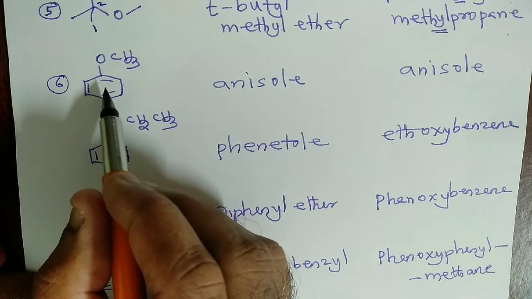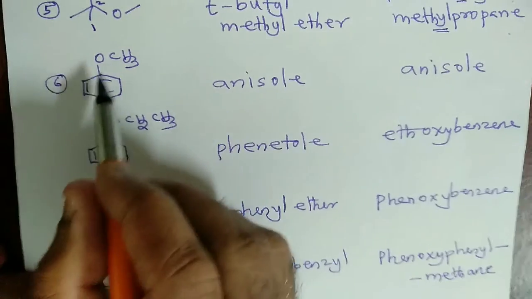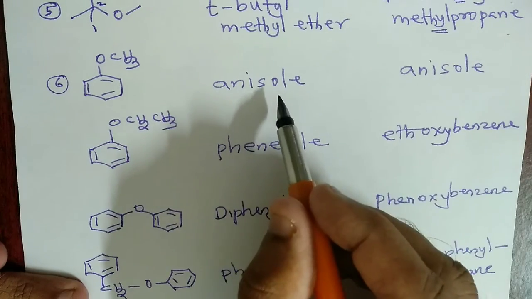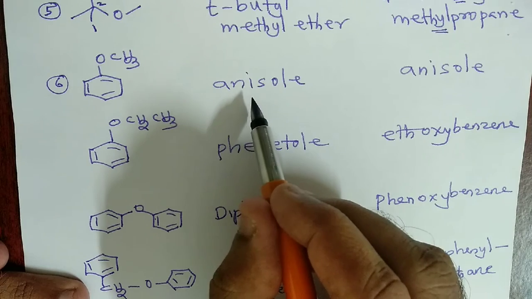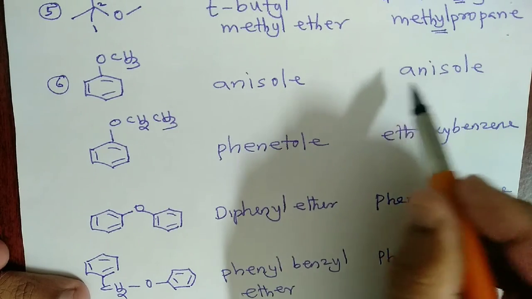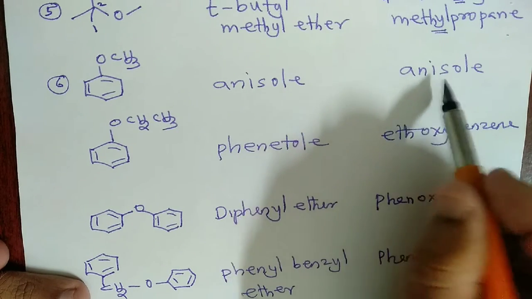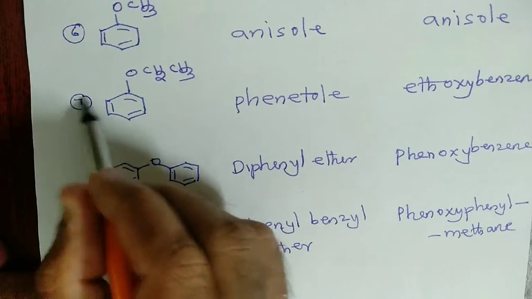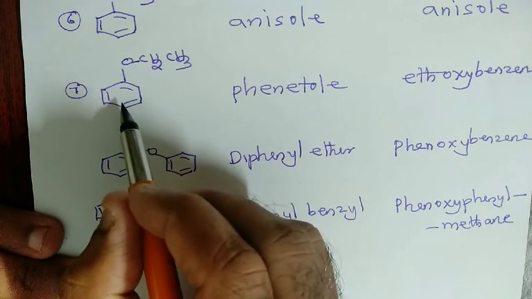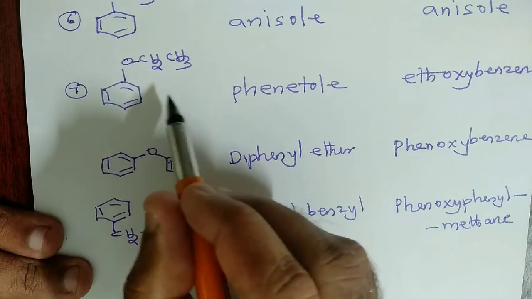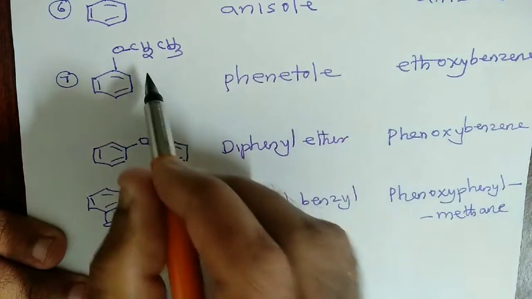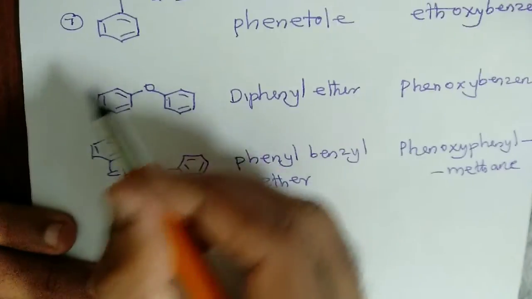It is anisole, that is methyl phenyl ether or anisole. The common name anisole is accepted in IUPAC. That is, in IUPAC also this compound is named as anisole. This compound is ethyl phenyl ether. Its common name is phenetol. In IUPAC it is called ethoxybenzene.